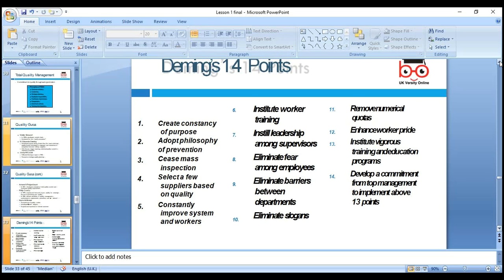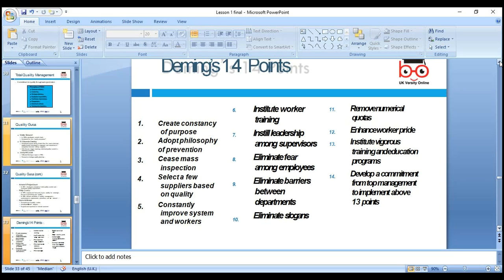Eliminate the barriers. In departments, sometimes finance doesn't want to listen to production, so involve them in the meeting. Eliminate the slogans. Sometimes very bad slogans are developed. Remove the numerical quotas. We're not really giving quotas. We just focus on enhancing worker pride and respect. Institute all sorts of training, and we need to look at whether those are effective or not.